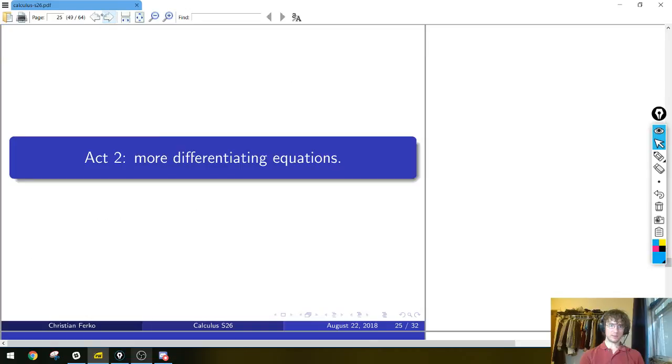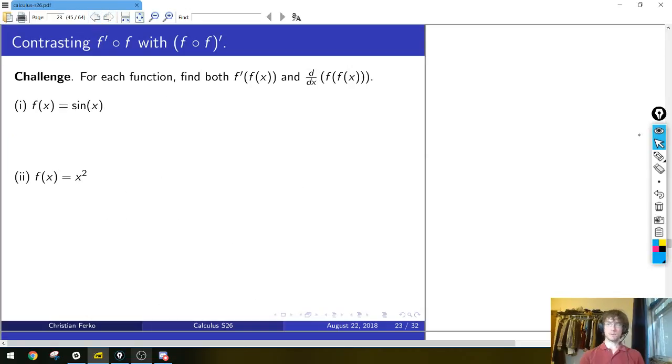Okay, I do not think we will get to Act 2 possibly, but okay. Another challenge for you while we are on this. I have two functions, sine x and x squared, and for each function I would like you to tell me what is f prime of f of x and what is d/dx of f of x. Two different things. First for sine x: if f of x is sine x, what is f prime of f of x?